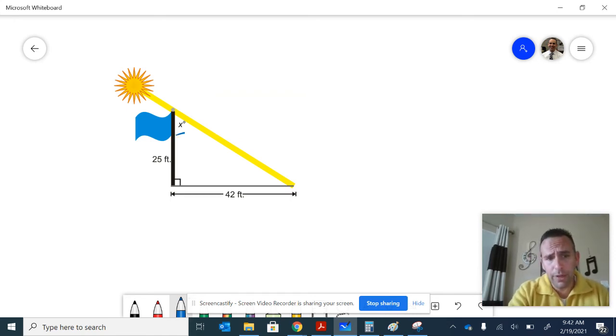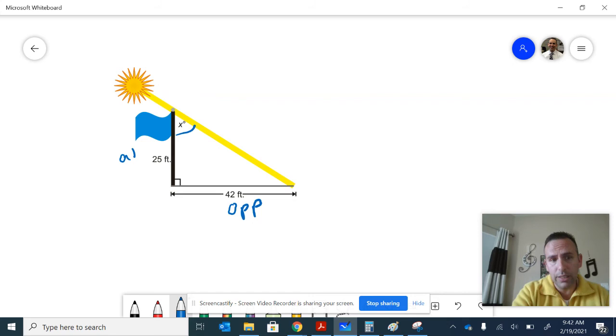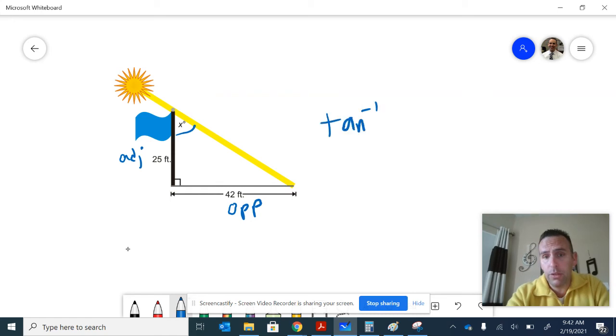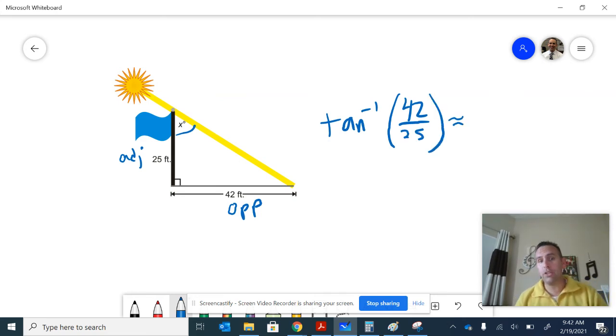If I want to find this angle measure X, notice that I'm actually given the opposite length of 42, and then this is the adjacent length of 25. Well, the only trig function that uses those two would be tangent. So I would use inverse tangent of my opposite side divided by my adjacent side, and it would give me my angle measure for the angle X.